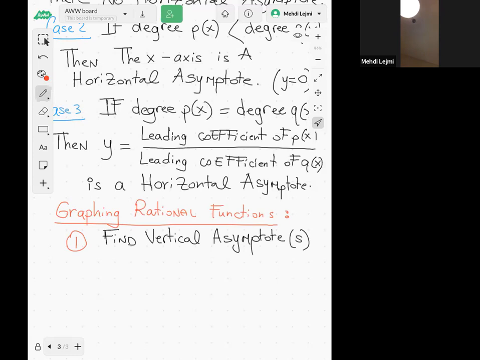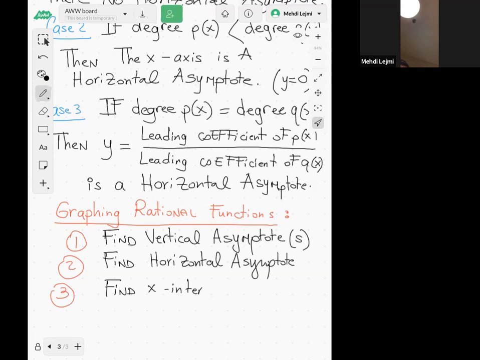Two, you need to find the horizontal asymptote. And three, you need to find the x-intercept. Okay. And so this is like what we did for polynomial and quadratic functions, right? And finally, find the y-intercept, of course.